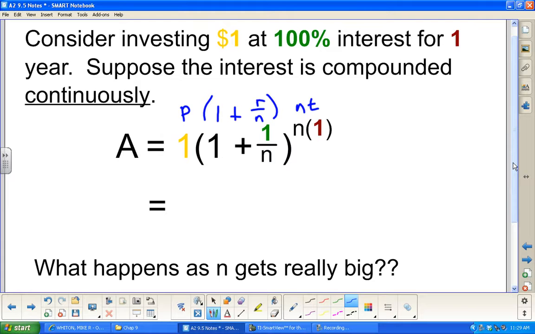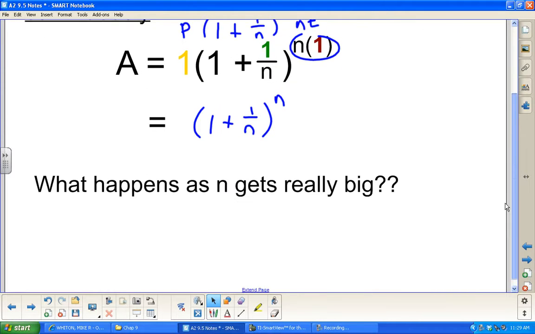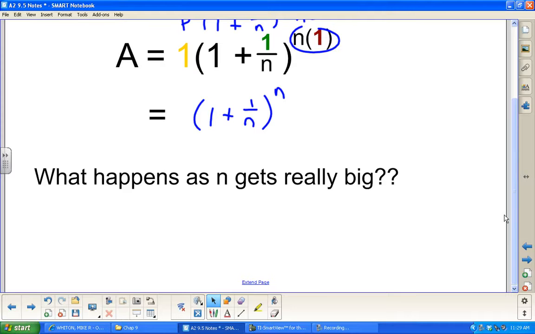So let's think about this. Let me do a little simplifying first. This is a 1 on the outside, 1 plus 1 over N to the N power. Technically we would not need to write this 1 out here if you multiply by 1. So my question is, what happens to that expression as the N value gets really big? If I just keep putting bigger and bigger numbers in here, what would this thing equal?